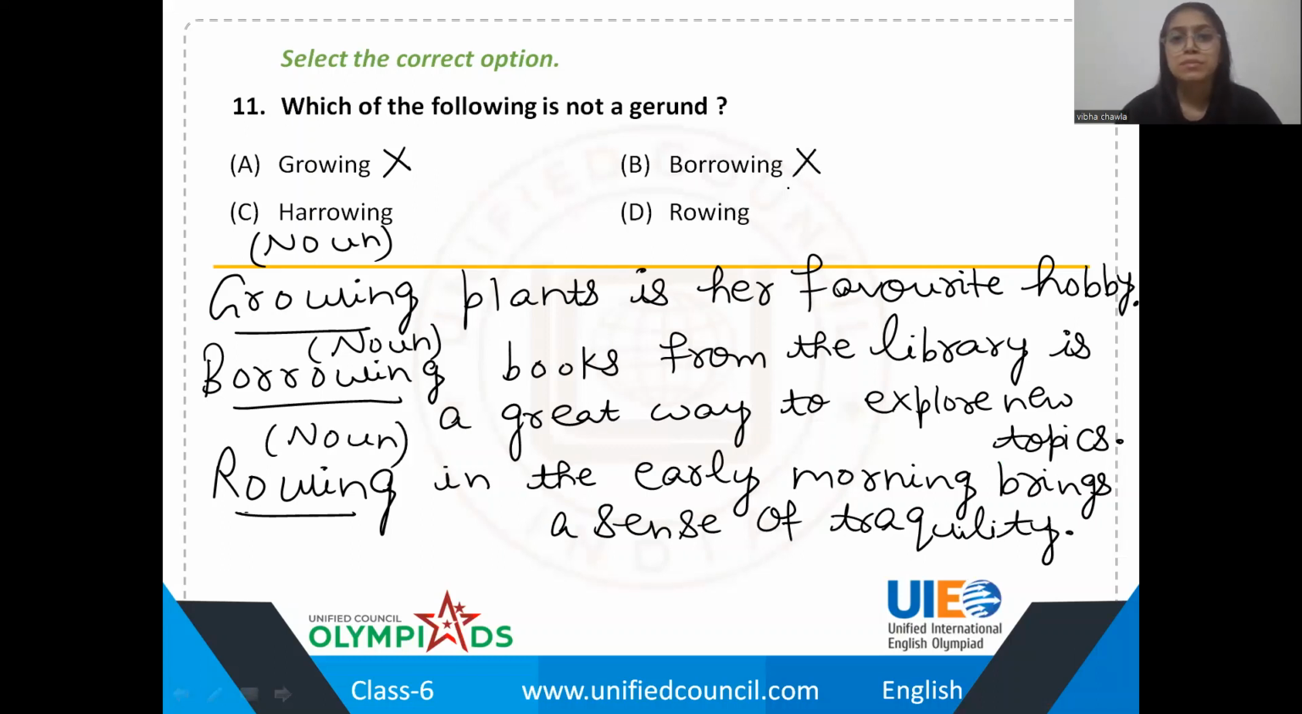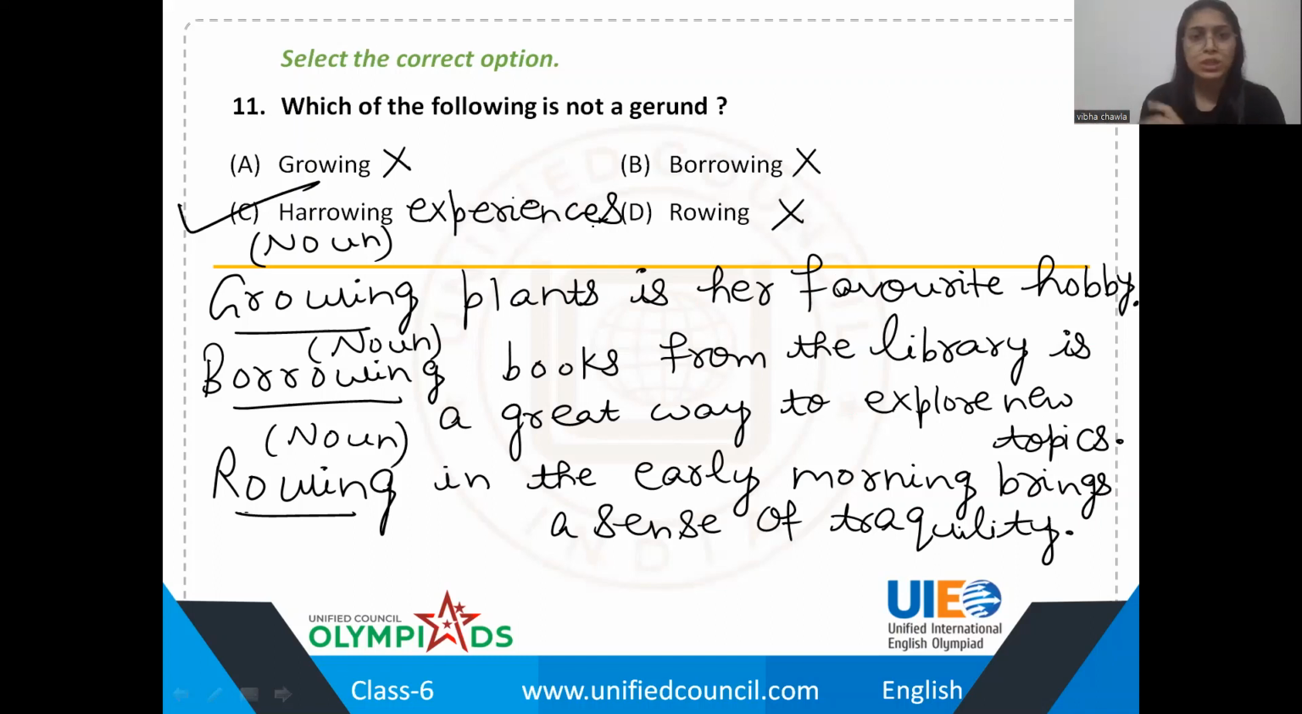So you see, all of them can be a gerund, but this word harrowing is only and only an adjective. As in, we can say harrowing experience. Harrowing means horrifying, something that shocks you. So it is an adjective, definitely not a gerund, as we are using it to qualify a noun, right?